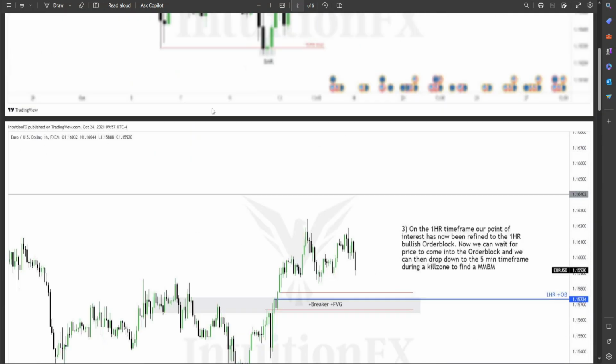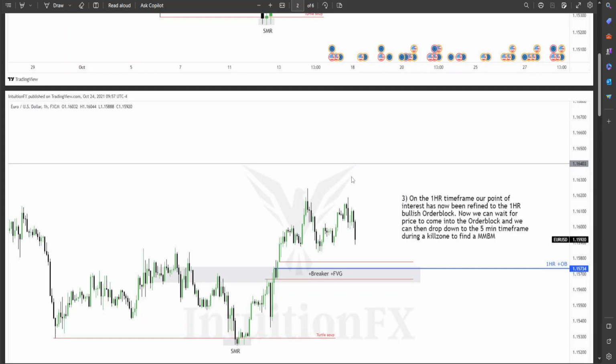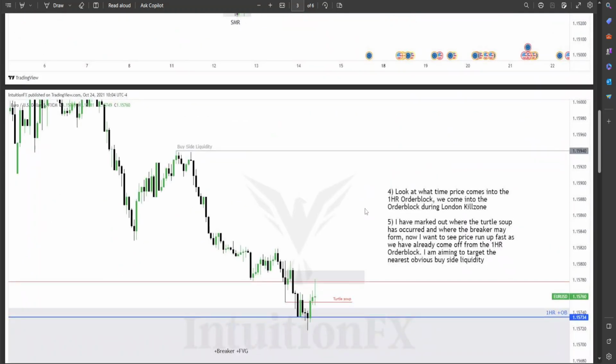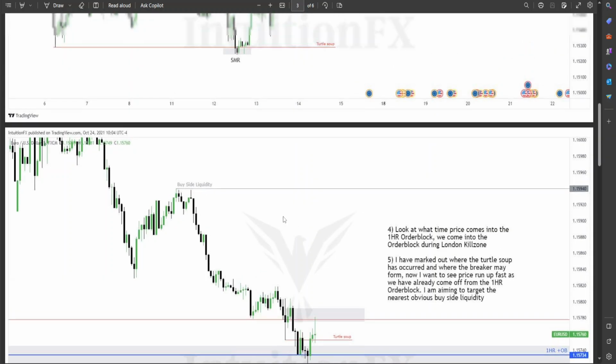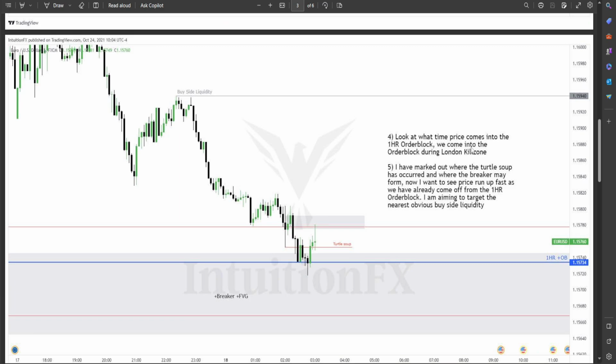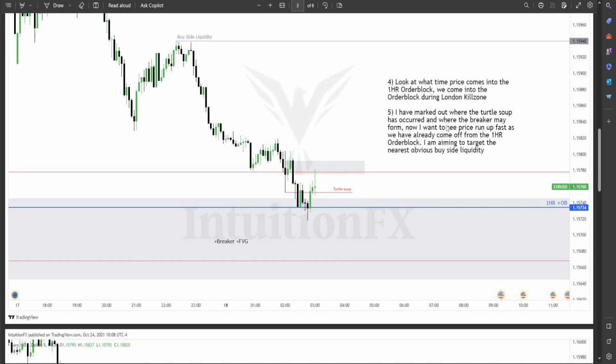Instead of the one that we had all the way over here. And this is how I'm going to show you guys there's a lot of moves and a lot of money to be made if you just go for short buy side liquidities like that. You don't even need to go for home runs. So as you can see, it comes into the 1 hour order block, and this is during the London kill zone. So you'll see we have the turtle soup scenario, and I've already projected this to be a breaker.